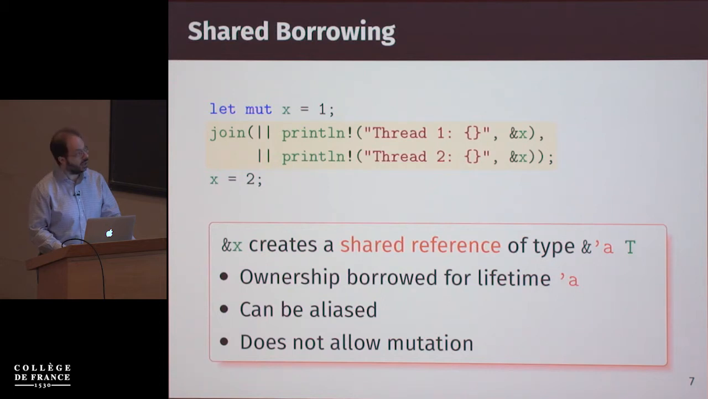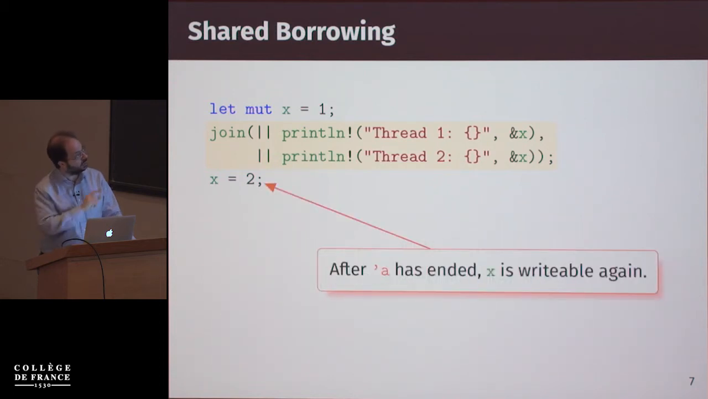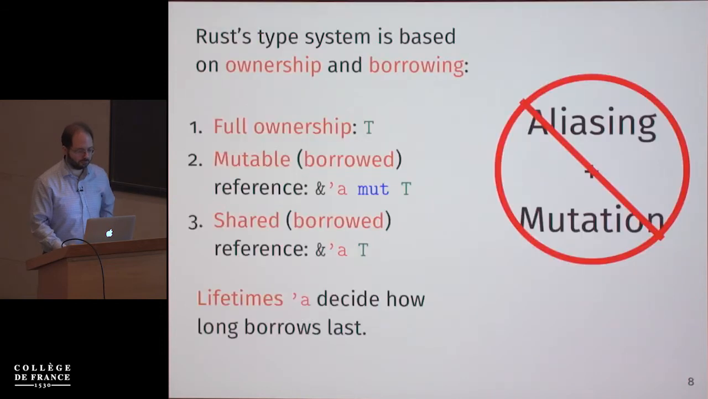Another thing you'll notice here is that after that lifetime is over, we are allowed to mutate x again. It figures out that the shared references only need this lifetime of the duration of the join, and after that we can mutate x again. It's perfectly fine. We have full ownership. So this is all inferred implicitly by the compiler.